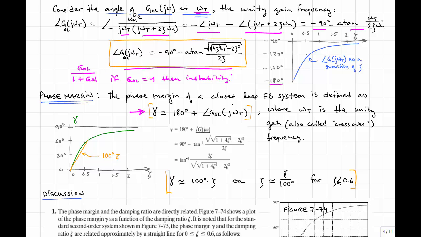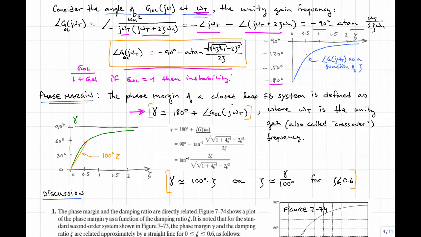What will determine whether the system is actually unstable is what is the angle at this unity gain or crossover frequency omega t. If the angle is minus 180, then the system will be unstable. And if the angle is close but less than minus 180, then it will be stable but very oscillatory. So the degree to which we are close to incurring the full minus 180 degrees will be an indication of how oscillatory the system is.